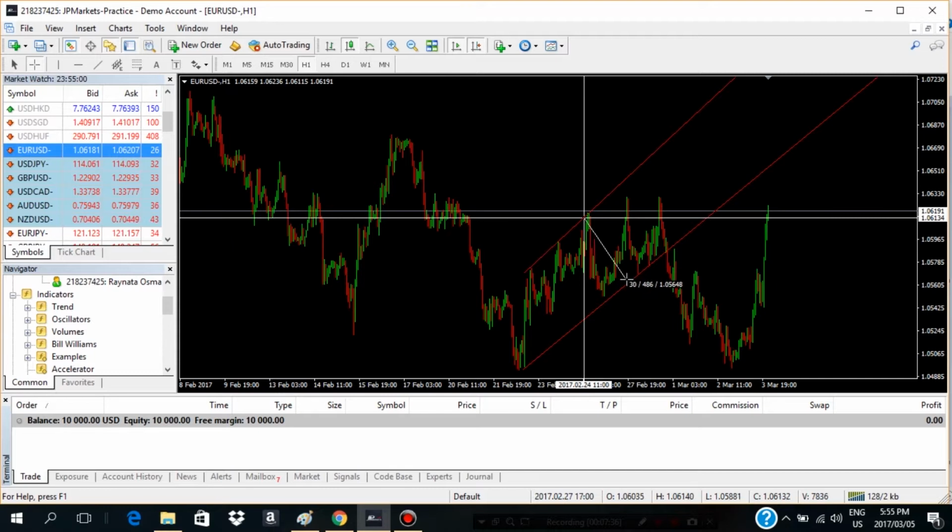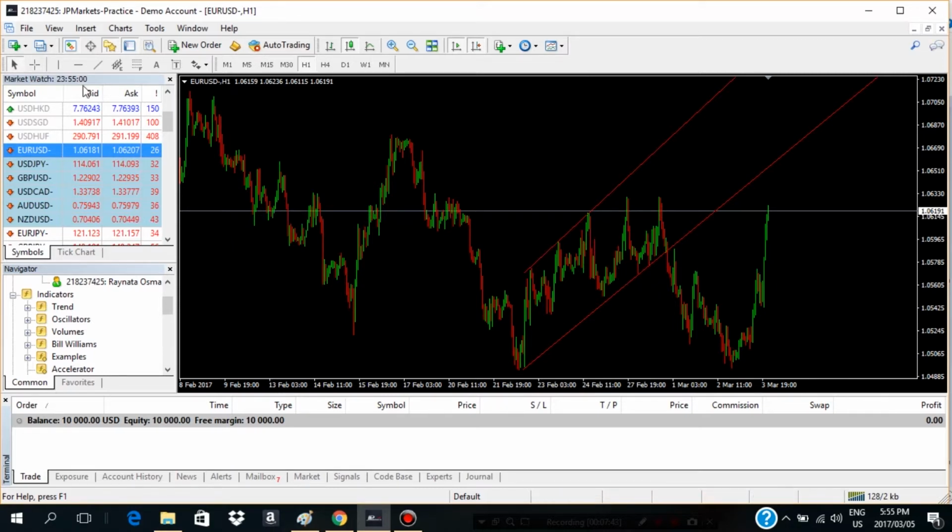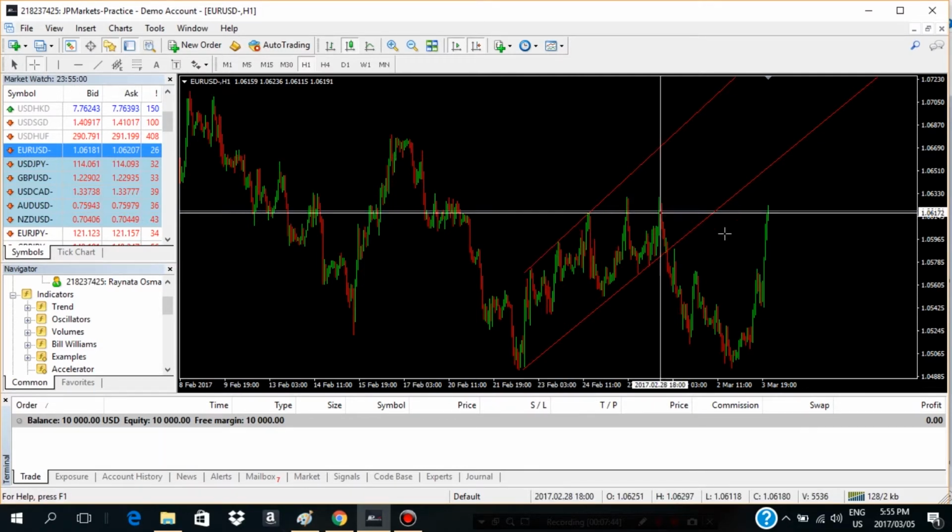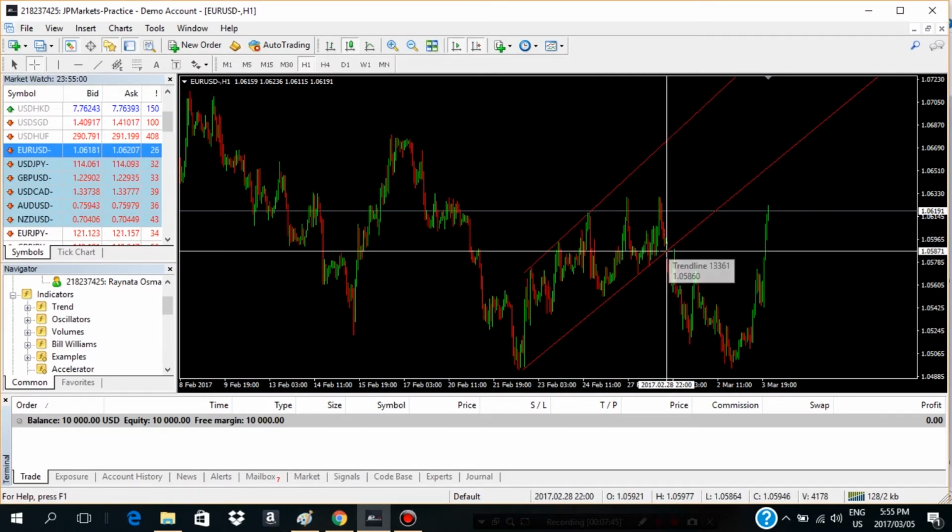So it's 503 points. And then we are going to scroll down to see if it actually did break out by 503 points. This one broke out by 733.